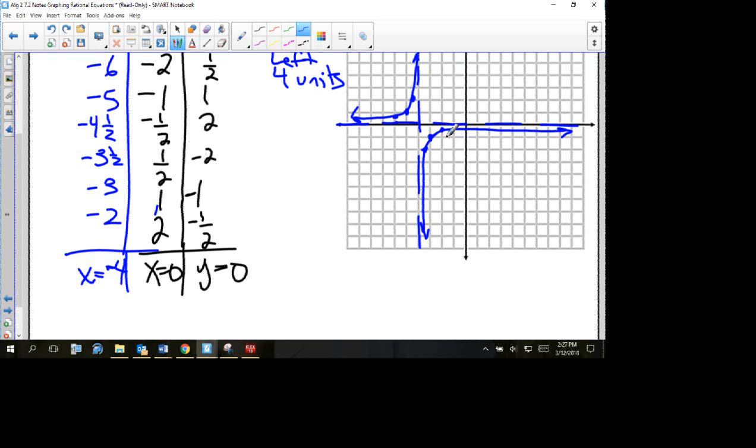Remember, if I get too fast, all of this stuff will be listed. If you are ahead, you're ready to go on, set up the next one. Figure out the parent function. Figure out the translations.